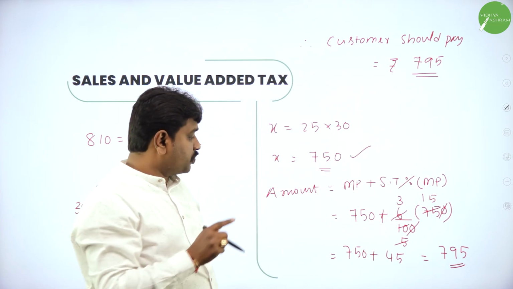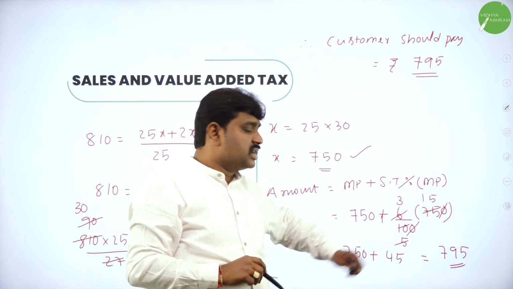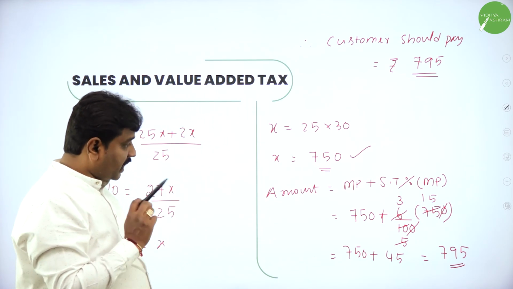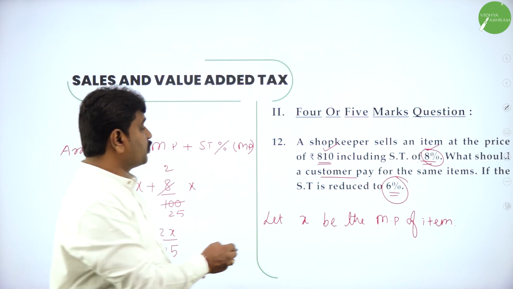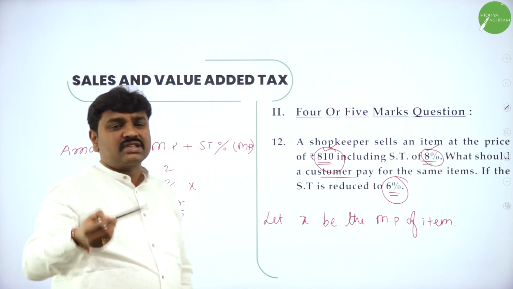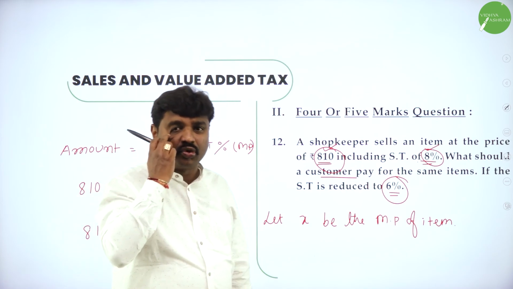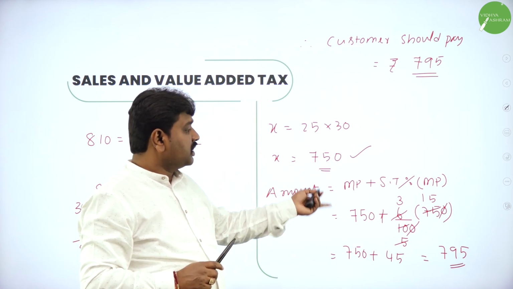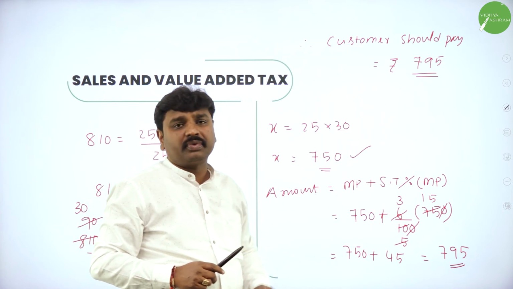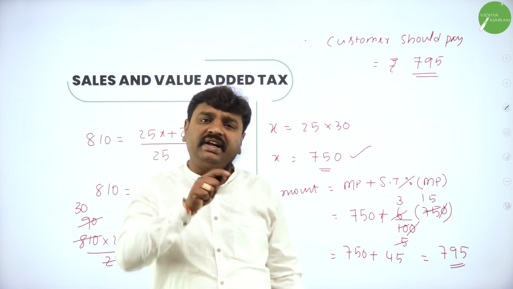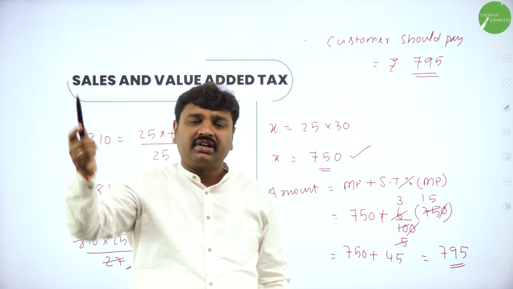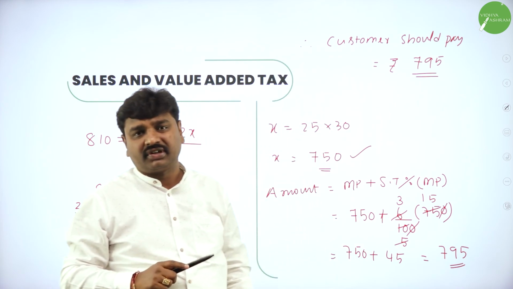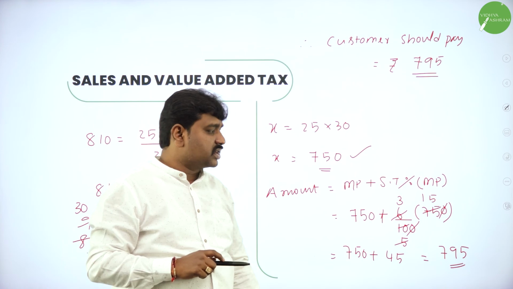Earlier he was supposed to pay 810, and now he is supposed to pay 795 because the tax has reduced. See, earlier when the tax was 8%, he was supposed to pay 810 rupees. When tax is more, the amount to pay becomes more, but the market price remains the same. So using that we got the market price. For this market price, at the rate of 6%, he is supposed to pay 795. Now the tax is reduced to 6%, so the total amount to be paid is also reduced to 795. So the customer should pay just 795 rupees at the rate of 6% sale tax.